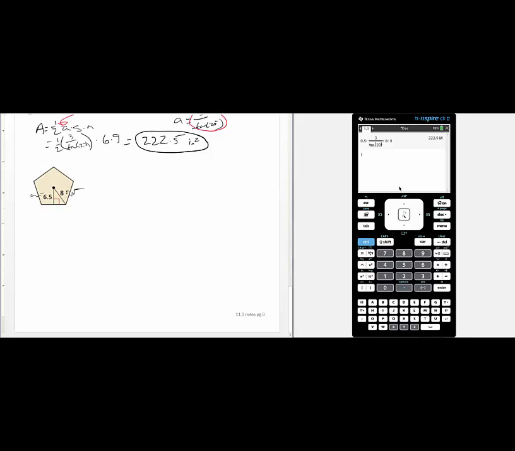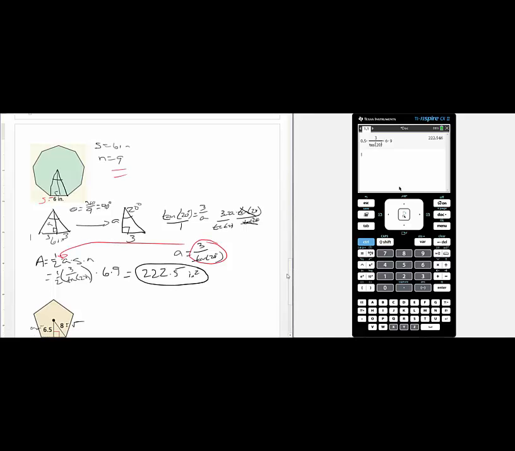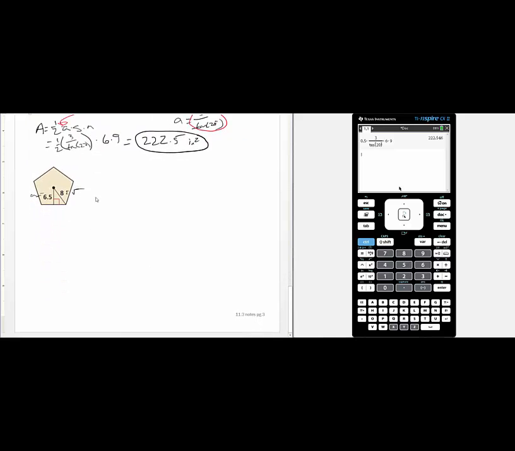You could use either formula, either the apothem, side, and number of sides formula, or the one we used in the previous problem, half times the radius squared times the sine of the included central angle times the number of sides. It doesn't really matter which way you go. I think the one involving the radius and the central angle is going to be easier because I already know the radius, and the central angle is much easier to calculate than a side length using trigonometry or the Pythagorean theorem or whatever else we want to use.